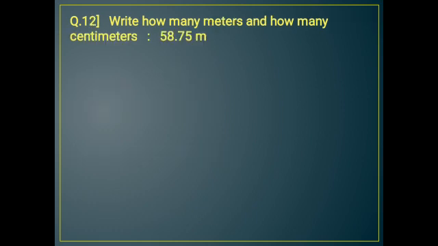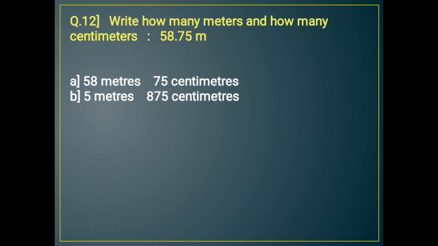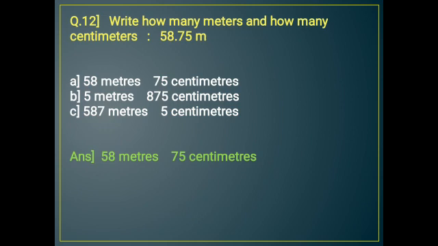Next, write how many meters and how many centimeters. So 58.75 meter. So here options are 58 meters 75 centimeters, 5 meters 875 centimeters, 587 meters 5 centimeters. So as the decimal point is here, before decimal point it is meters and after decimal point it is centimeter. So 58 meters and 75 centimeter is the correct option, that is option A.